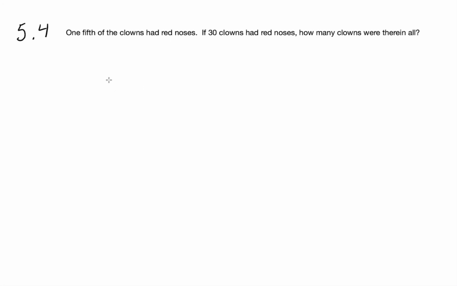So let's think about that. 1/5 equals 30, right? What we don't know is how many there were in total. So in order to find what that is, we're going to put 30 over x, because 30 represents the one part of 5. The whole part, the 5, we don't know what that is. So we're going to do some quick cross multiplication and figure it out.